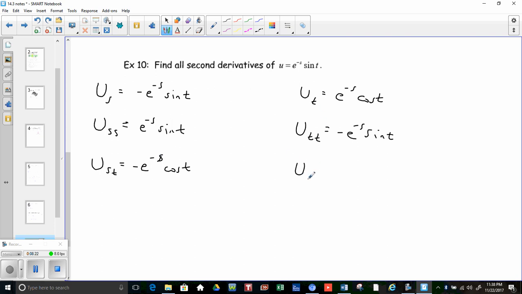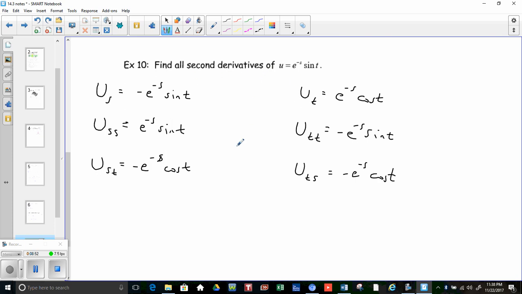Same thing over here. I could also go with the first partial with respect to t and the second partial with respect to s. So now s is going to be the thing that changes here, and cosine t will be held constant. So this will become negative e to the negative s cosine t. So you really have four partials when you have two variables. And if you had three variables, you're going to have six partials when it comes to second derivatives.